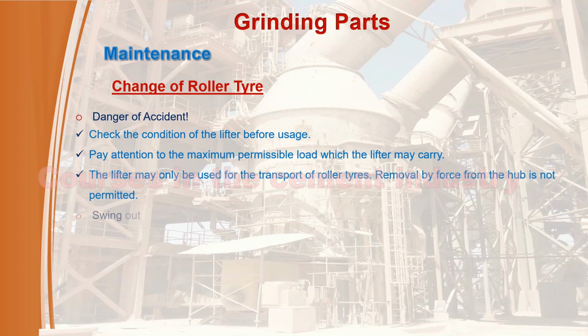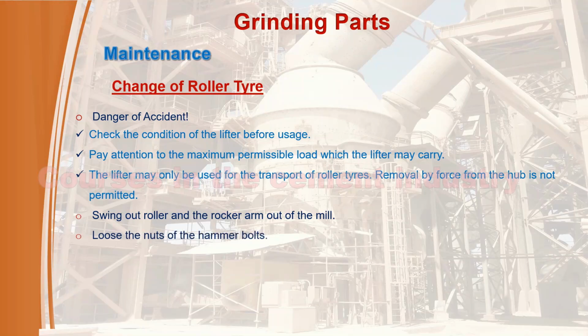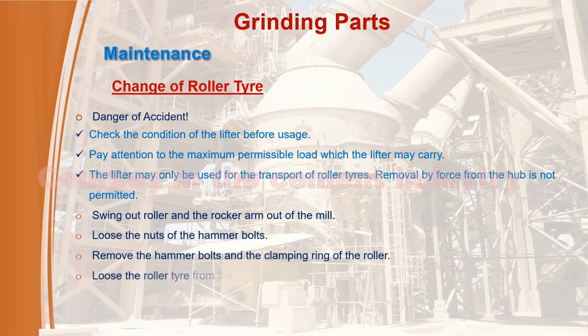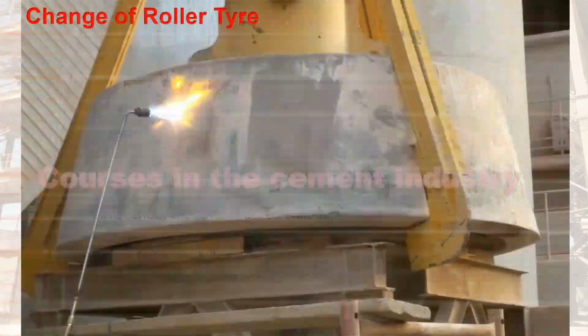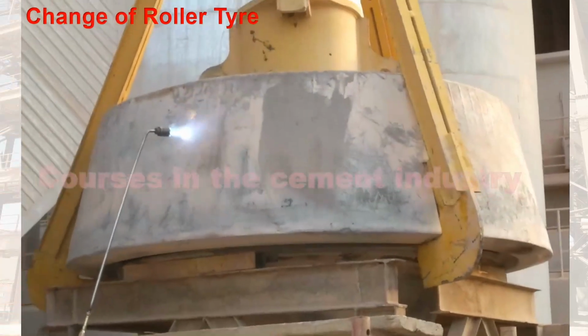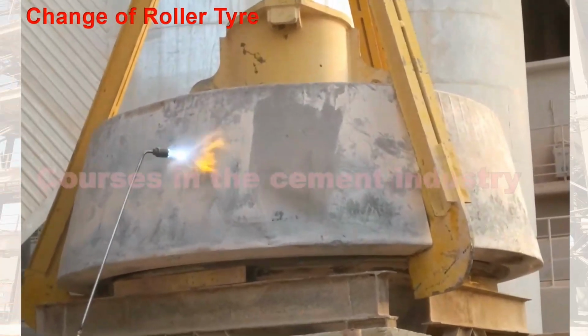2. Swing out roller and the rocker arm out of the mill. 3. Loosen the nuts of the hammer bolts. 4. Remove the hammer bolts and the clamping ring of the roller. 5. Loosen the roller tire from the roller hub. Therefore, heat the roller tire all around evenly with a gentle flame. This video shows how to change the roller tire.